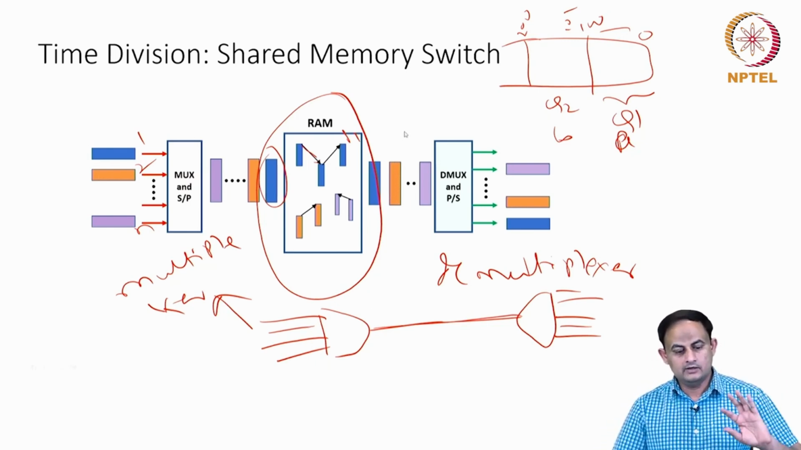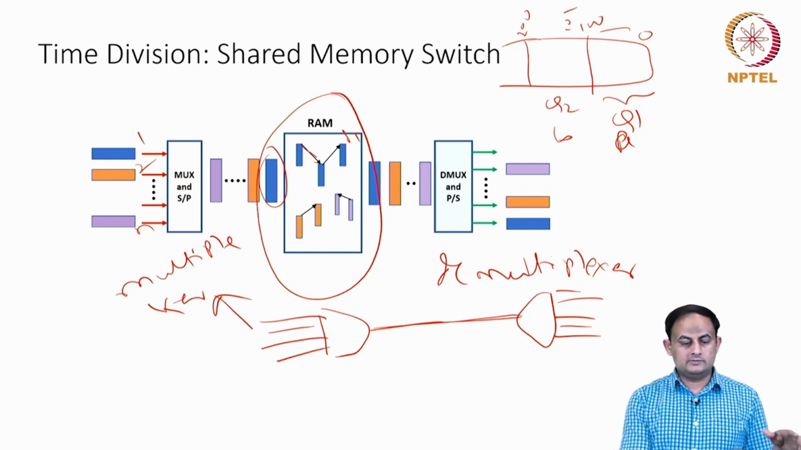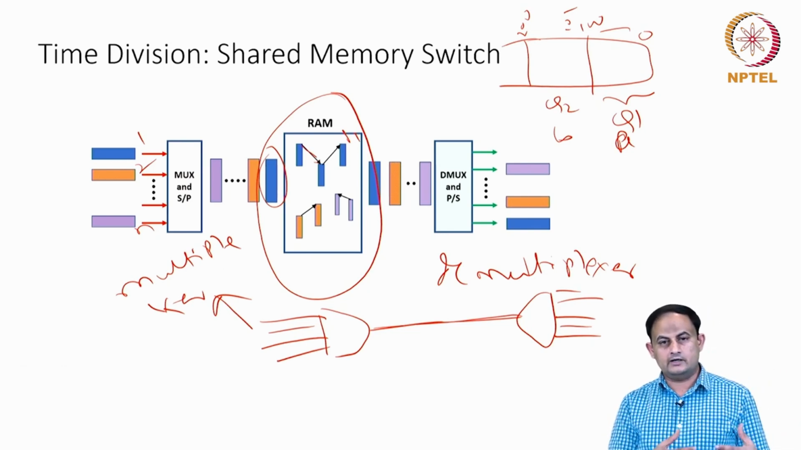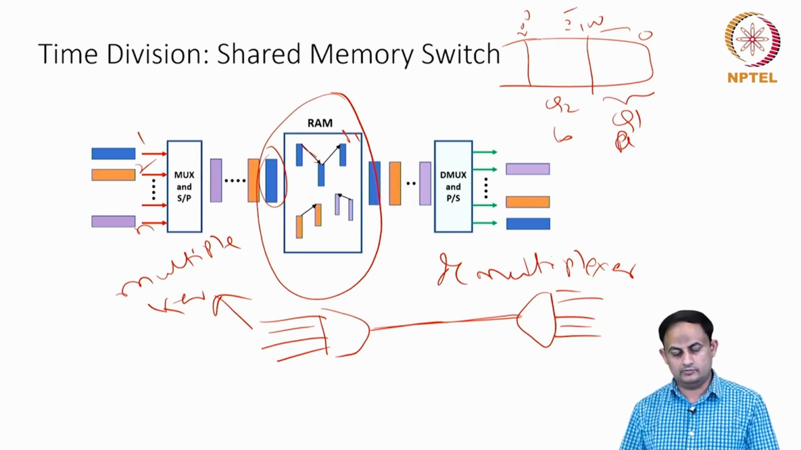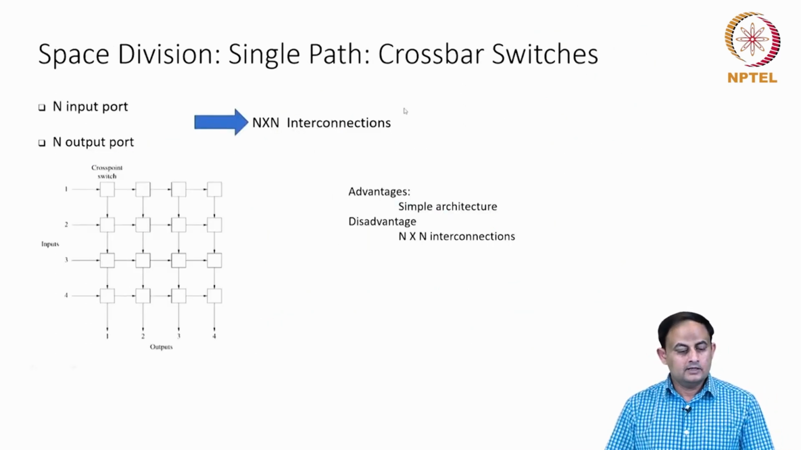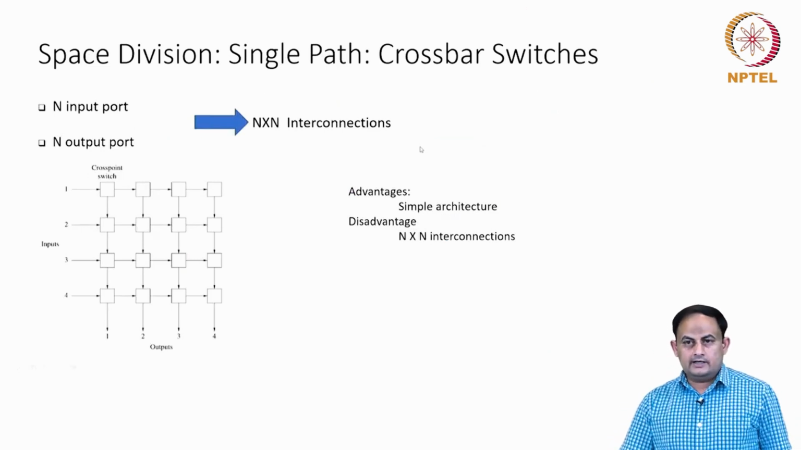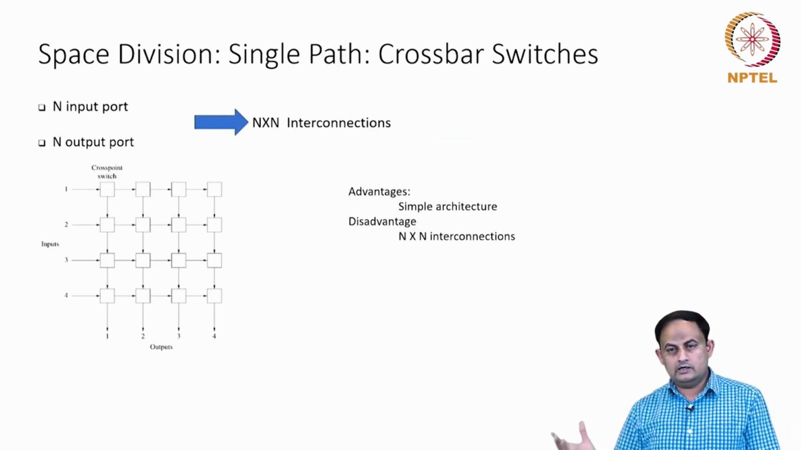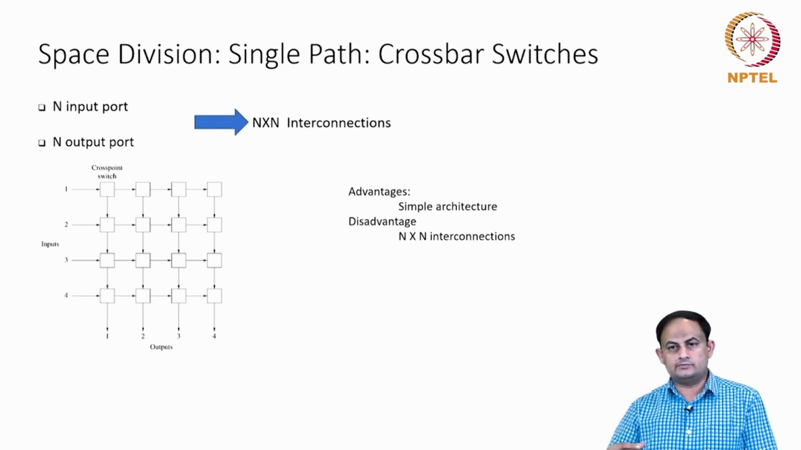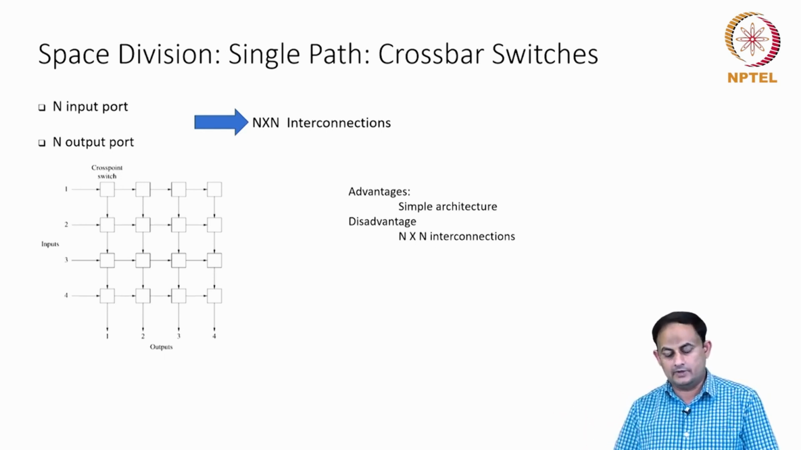So these are the two things, one shared memory and the other shared medium based implementation. In either of these two cases, the transmission is taking turns. One packet from one input port is getting transmitted onto the output port. And the second category, as we saw, is the space division, where parallel transmissions are possible, and there are again two variants of the space division technique. One is the single path and the other is the multiple path.